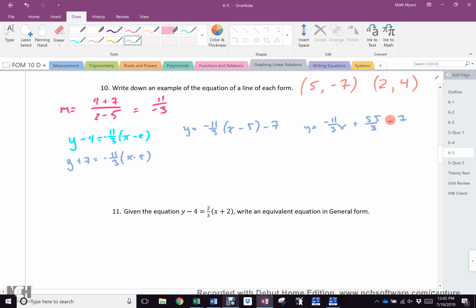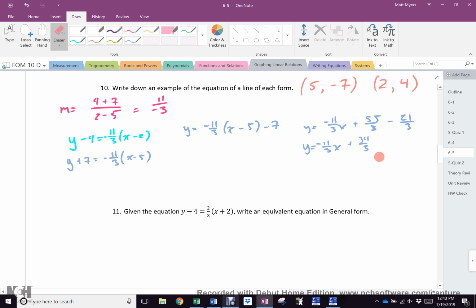But I can't do that. I can't go to the bathroom until I add those fractions. It's 21 over 3, right? Because 21 divided by 3 is 7. What's 55 minus 21? 34 over 3. Agreed? Now, that is slope-intercept form. If I do this to this, what will I get? The same thing.